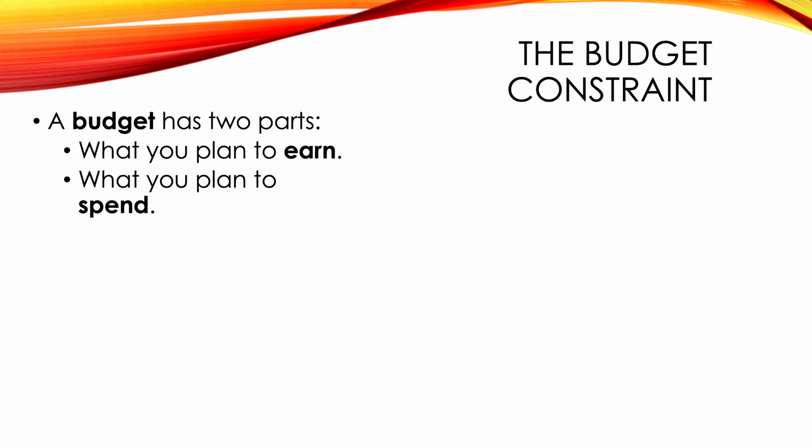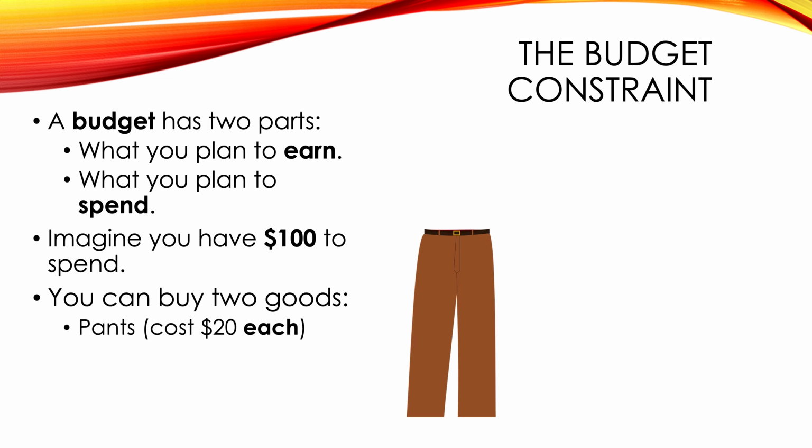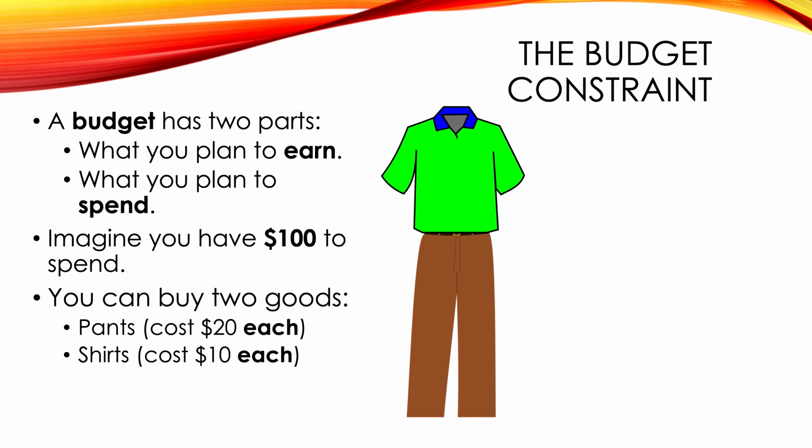So how much do you have? Well, let's imagine that you have $100 to spend. That's going to be a fixed value. It's not going to change. You have $100 to spend. So that's your budget constraint right there. And we're going to make this simple and say you can use that money to only do one of two things. You can either buy pants, and if you buy a pair of pants, that costs $20 per pair. So the price of a pair of pants is $20. Or you could buy shirts, and shirts cost $10 each.